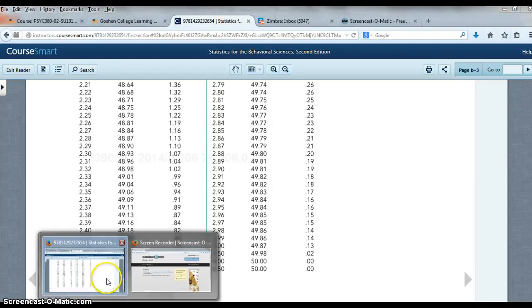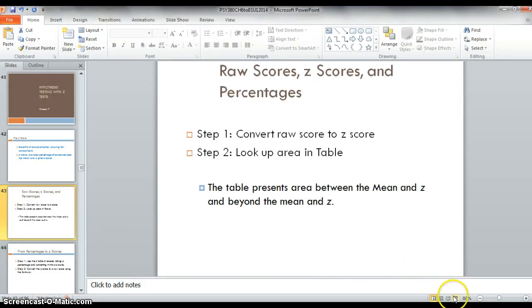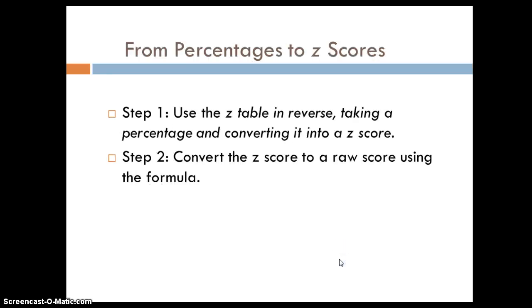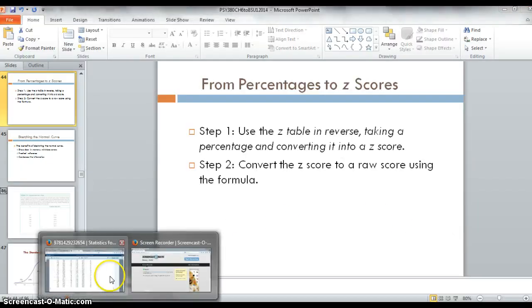Okay, so let's come back over here, to where we were. We'll continue. All right, so we've talked a little bit about how to use that z-table. We can also take a percentage from say, oh, this person is the 85th percentile, right? So we could use the z-table in reverse. So we could take a percentage and convert it to a z-score. So let's do that for a minute here. We'll come back to our trusty z-table.